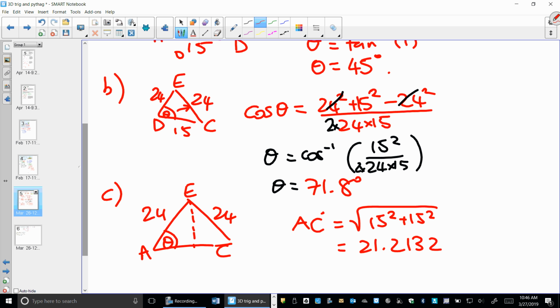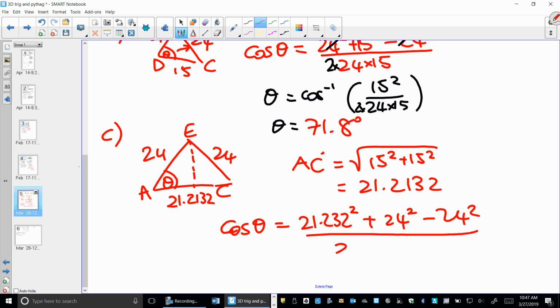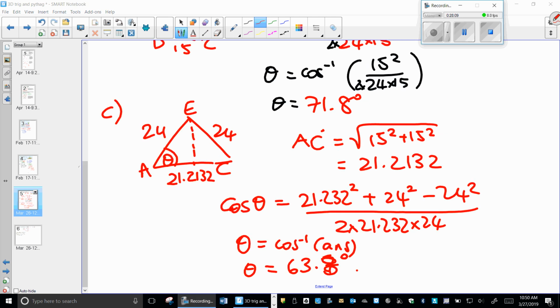So we can stick that in here, 21.2132. And then we can use the cosine rule to find that. So we've got cos theta, it's 21.2132 squared plus 24 squared minus 24 squared over 2. Okay, so there's the answer.